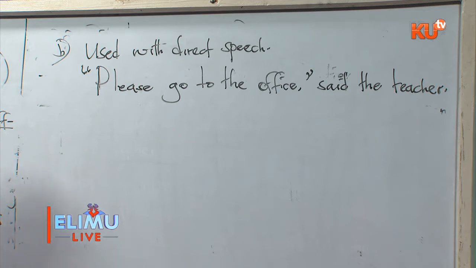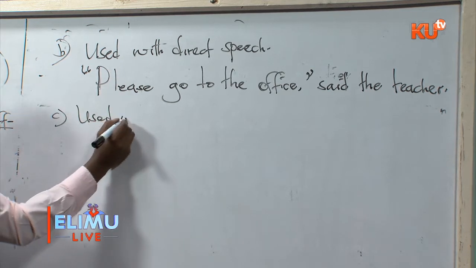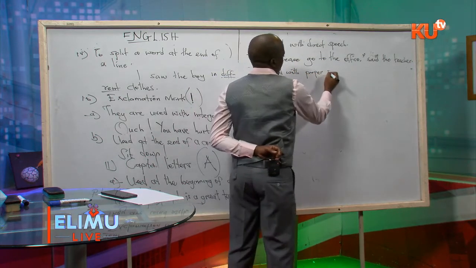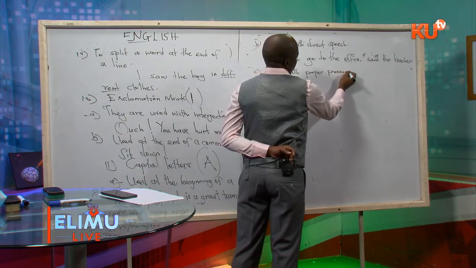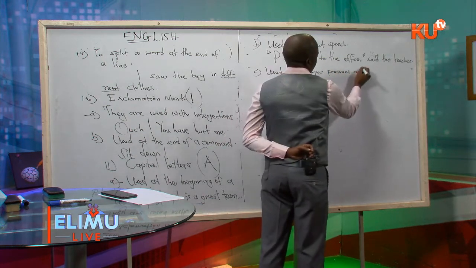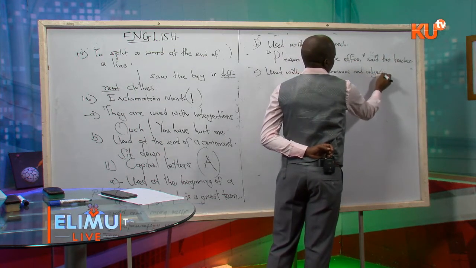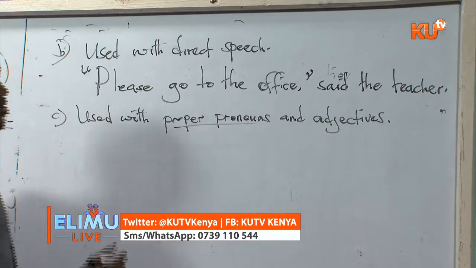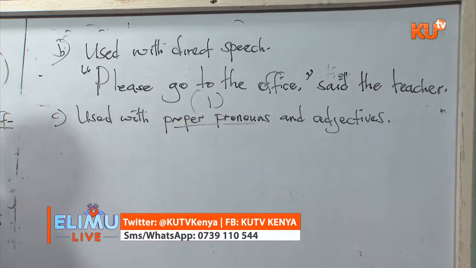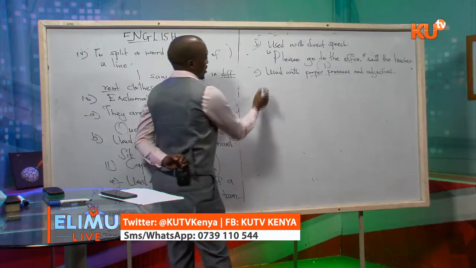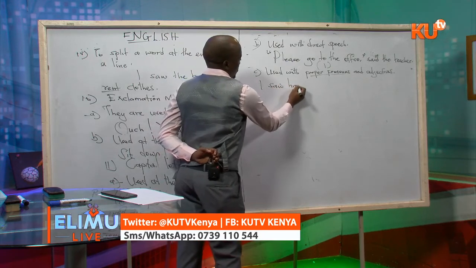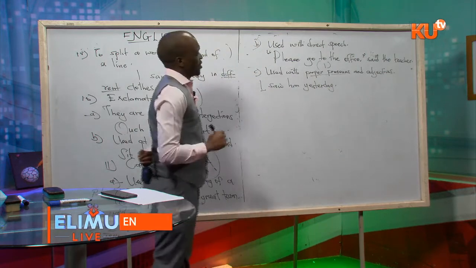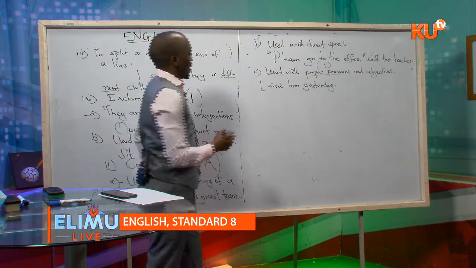They are also used with proper pronouns and adjectives. What I mean by proper pronouns here is the I. When using I in a sentence, it must always be in capital. I saw him yesterday. This I is capital.